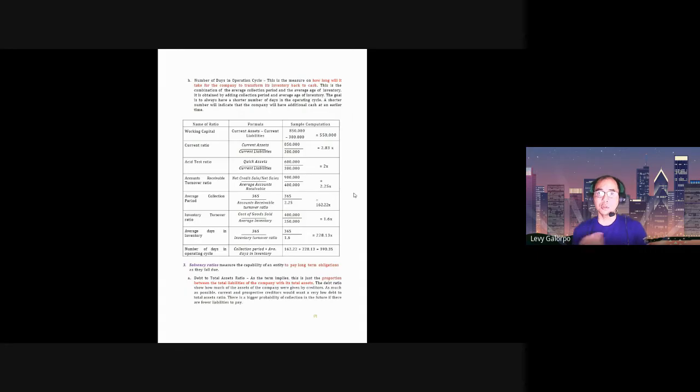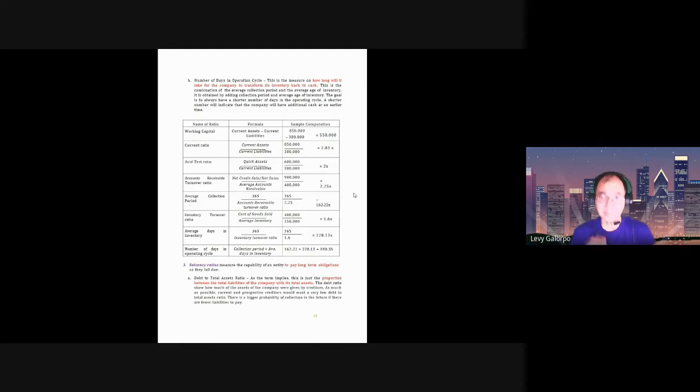So, the goal is to always have a shorter number of days in the operating cycle. A shorter number will indicate that the company will have additional cash at an earlier time. Diba? So, ang ideal dito ay mas maikling panahon, maibenta mo na lahat ng iyong inventory. Kasi kapag sa maikling panahon na ibenta mo agad, makakapag-replenish ka agad ng inventory at maibibenta mo rin agad o magiging cash ulit siya sa lalong madaling panahon. Ayan. So, additional fund siya para sa iyo. Kaya ang ideal dito, mas maikling araw.